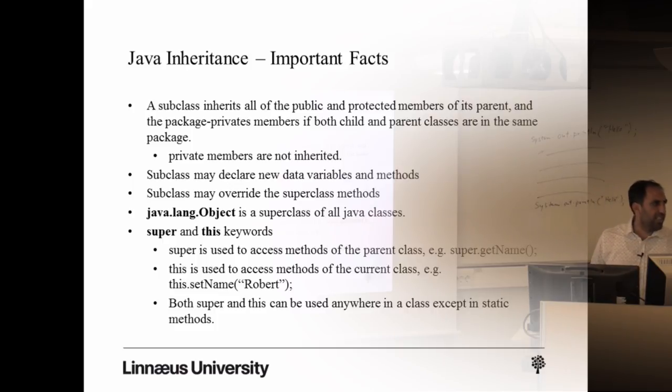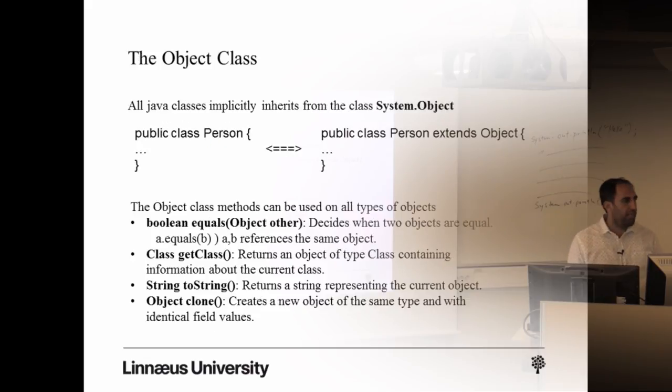Both these keywords, static and super, and this keyword can be used anywhere in a class except in the case of static methods. Then we will look at some details about the Object class. As we talked about earlier, all Java classes implicitly inherit from the System.Object class, so it doesn't matter whether you specify it or not.